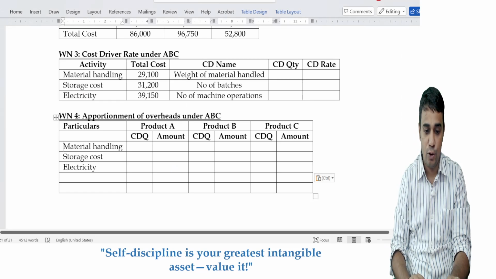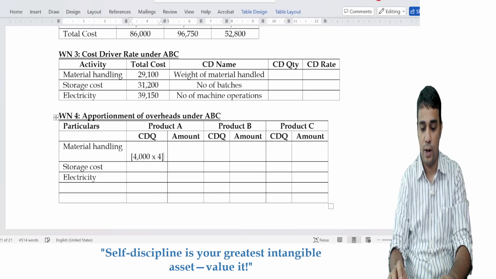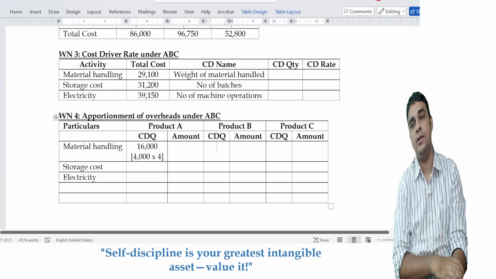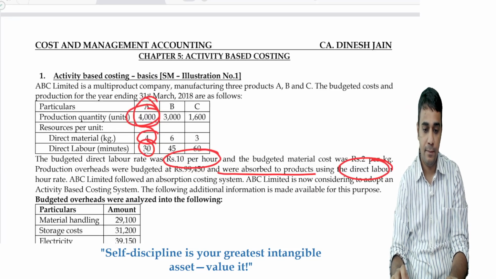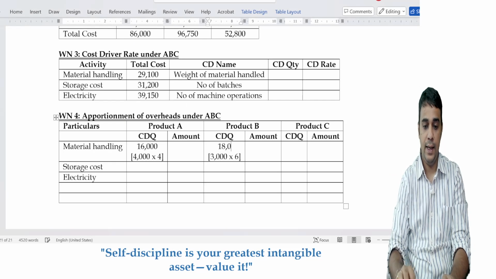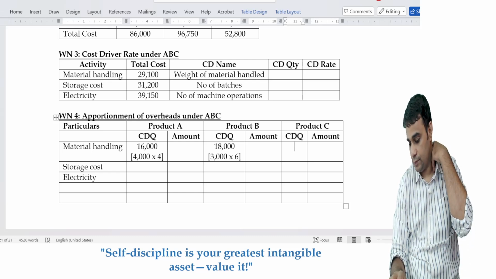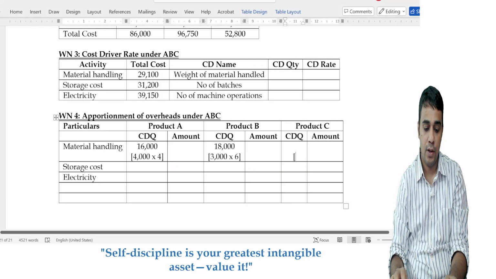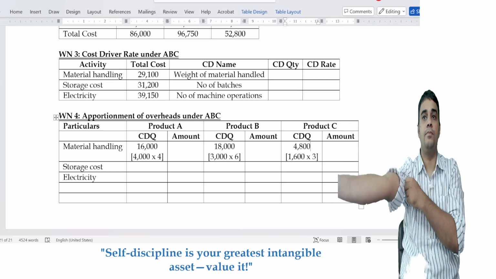In the CDQ column, product A is 4,000 into 4. You need not write this breakup; I am just writing here. 4,000 units into 4, 16,000. Product B, 3,000 into 6 kg, 18,000. Product C, 1,600 into 3. This approach will ensure we don't make any mistake. Clear? Tell me the total of the 3.